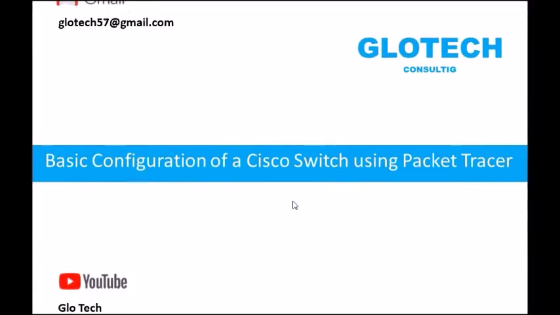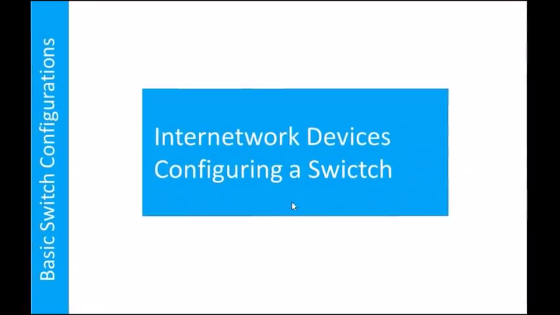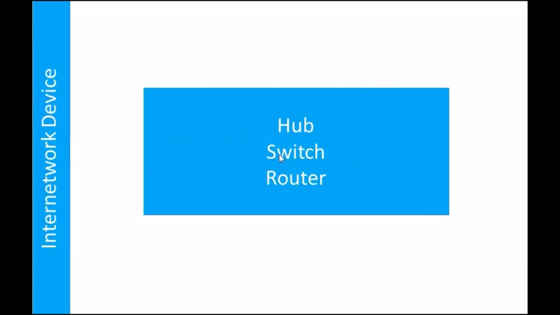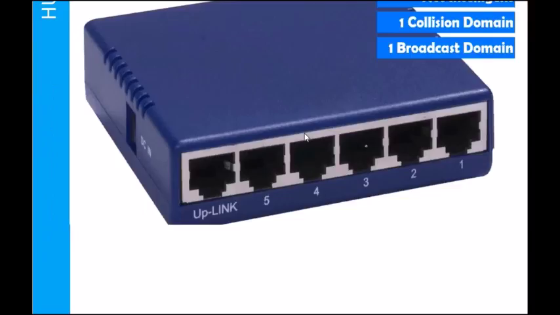I am here to share some basic knowledge on how to configure a Cisco switch using Packet Tracer without wasting much time. First, we'll look at some internetwork devices. We'll explain a little bit about them before we go into the actual configuration of a switch. Here is the list of some internetwork devices I came up with: a hub, a switch, and a router. First, we'll be starting with the hub.